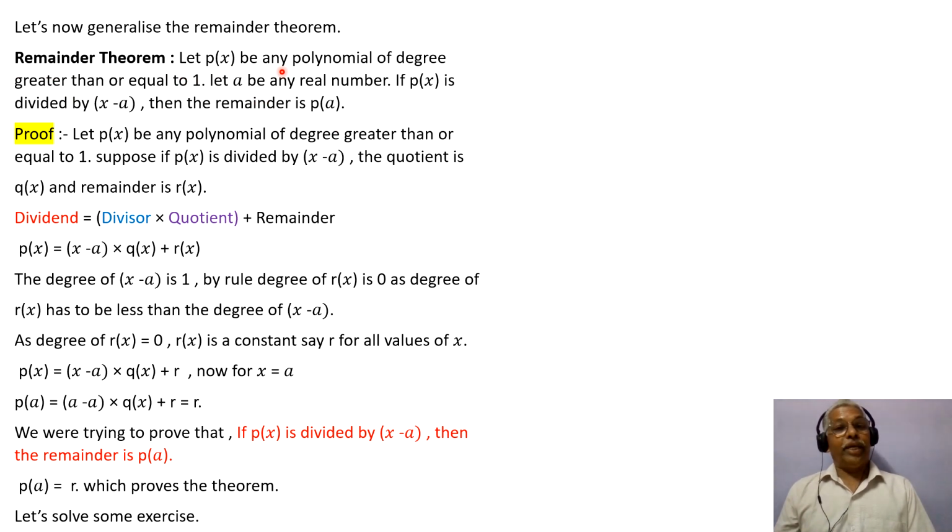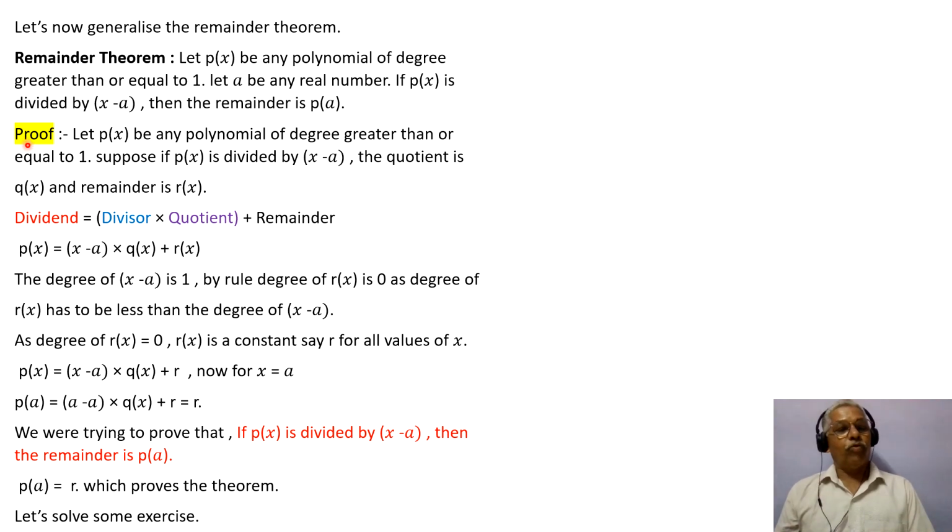Let P(x) be any polynomial of degree greater than or equal to 1. Let A be any real number. If P(x) is divided by x minus A, that is, x minus A is the divisor, then the remainder is P(A). What do we have to prove? If P(x) is divided by x minus A, then the remainder is P(A). That is what we have to prove.